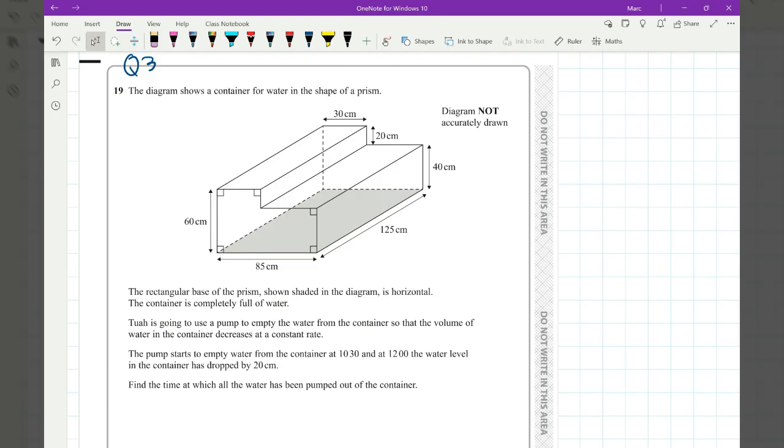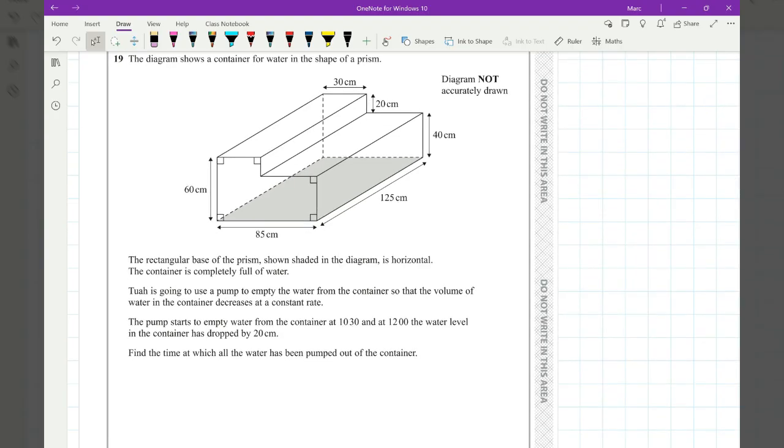Tua is going to use a pump to empty the water from the container, so the volume of the water in the container decreases at a constant rate. The pump starts to empty the water from the container at 10:30, and at 12 o'clock, the water level in the container has dropped by 20 centimeters. Find the time at which all of the water has been pumped out of the container.